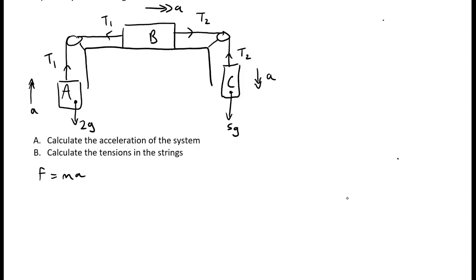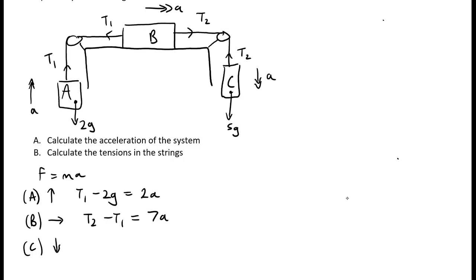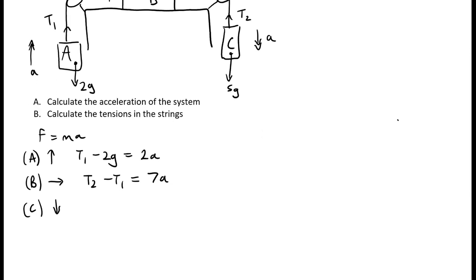So F equals ma. If we apply this to object A, resolving upwards, we'll have T1 minus 2G equals 2A. If we then apply F equals ma to object B, which is travelling to the right, so T2 minus T1, because it acts to the left in opposition to our positive rightward direction, equals 7A, ma. We apply the same to C. C accelerates down, so we make down positive. 5G minus T2 equals 5A.